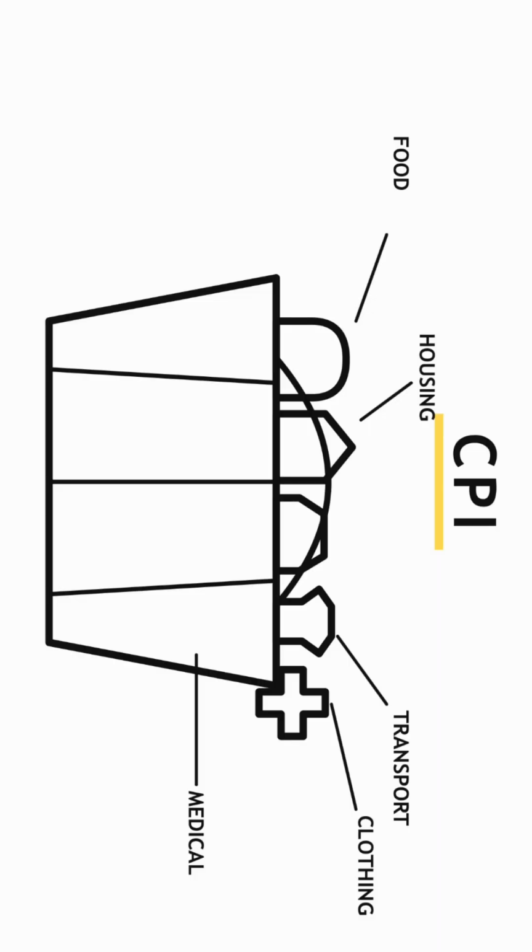One way to measure inflation is through the Consumer Price Index, also known as CPI. The CPI tracks the price of a basket of goods and services that consumers commonly purchase. This can include things like food, housing, transportation, clothing, and medical care.